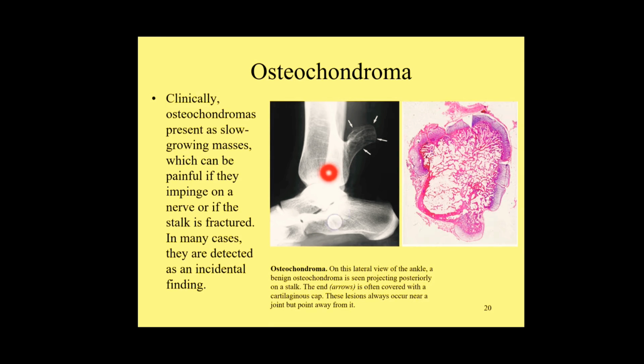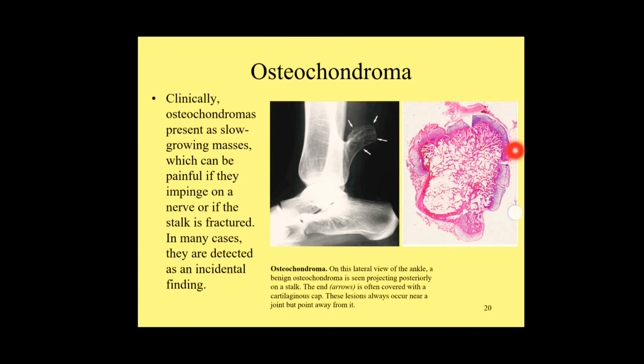In this radiograph, we are seeing that an osteochondroma is protruding out with a stalk posteriorly to the bone in the ankle. The end is often covered by cartilage, so the end is radiolucent. These lesions occur near a joint but point away from the joint. They can be sessile or pedunculated. In this case, this is pedunculated and connected by a stalk. The size can range from 1 to 20 centimeters.